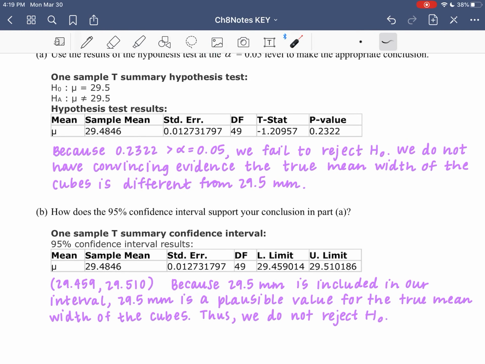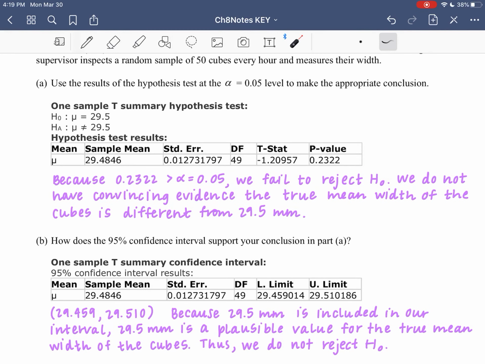So part B is giving us the results of a 95% confidence interval. So first of all, let's check to make sure that we can actually compare these.